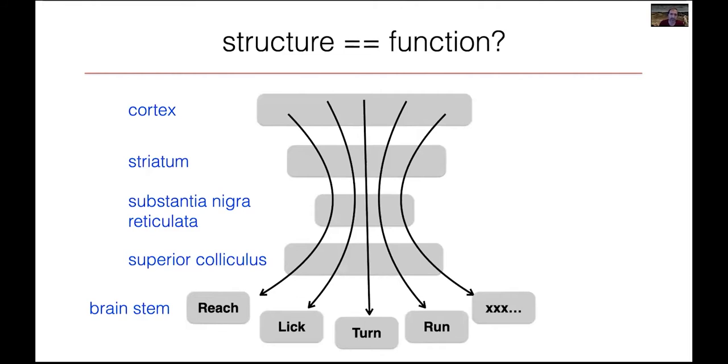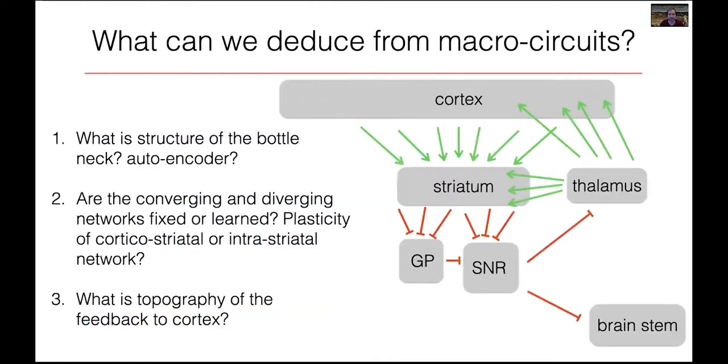In basal ganglia research, there's a long tradition of trying to link structure to function. And so, for example, we believe that there are pathways that link the cortex to the brainstem that course through the basal ganglia that encode different kinds of motor actions, and that the activity of these pathways is necessary or at least modulates selection of particular motor actions. So what can we deduce from macrocircuits, and what kinds of analysis would be benefited by connectomic analysis?